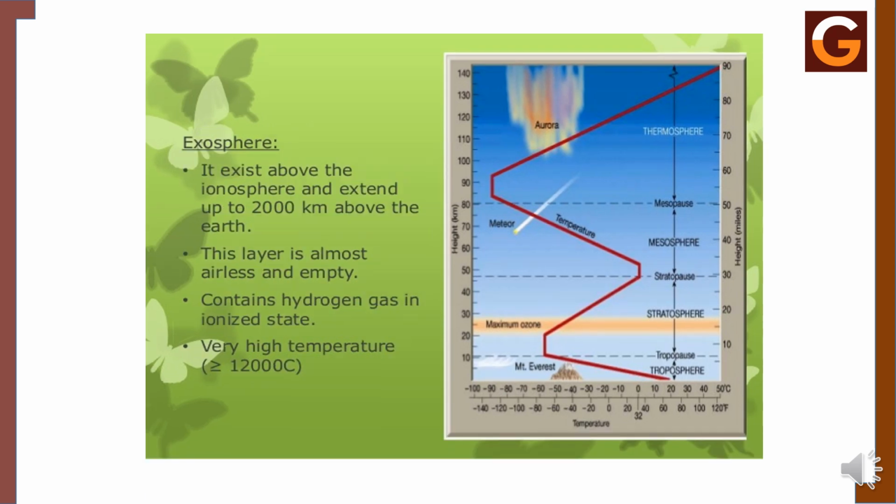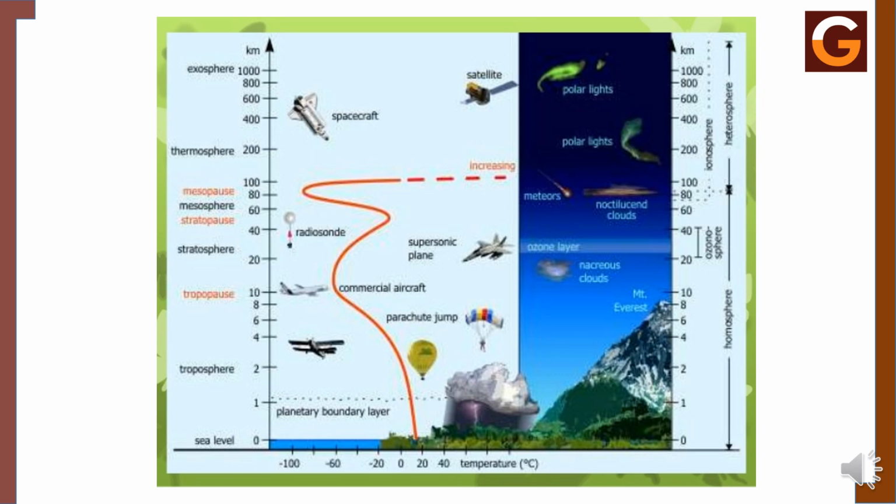And the last layer, which is called exosphere, exists above the ionosphere and extends up to 2000 km above the earth. This layer is almost airless and empty and also contains hydrogen gas in ionized state, and here the temperature is very high. And this figure shows what all components are present in each layer of the atmosphere.